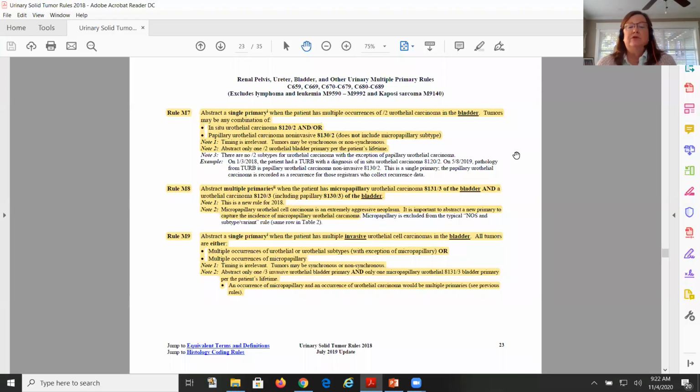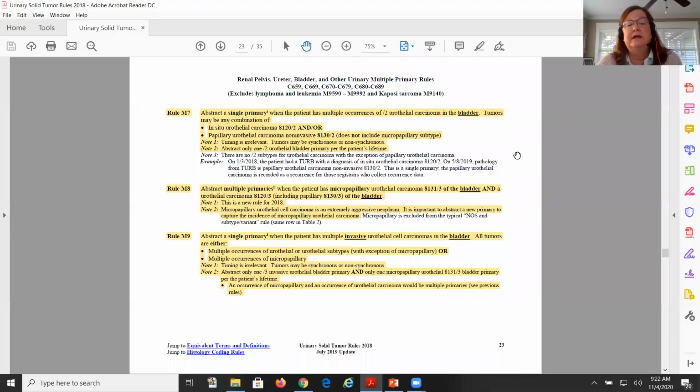M8, abstract multiple primaries when the patient has micropapillary urothelial carcinoma. This is 8131/3 of the bladder, and a urothelial carcinoma. That would be 8120 or 8130/3 of the bladder. So this is a new rule for 2018.